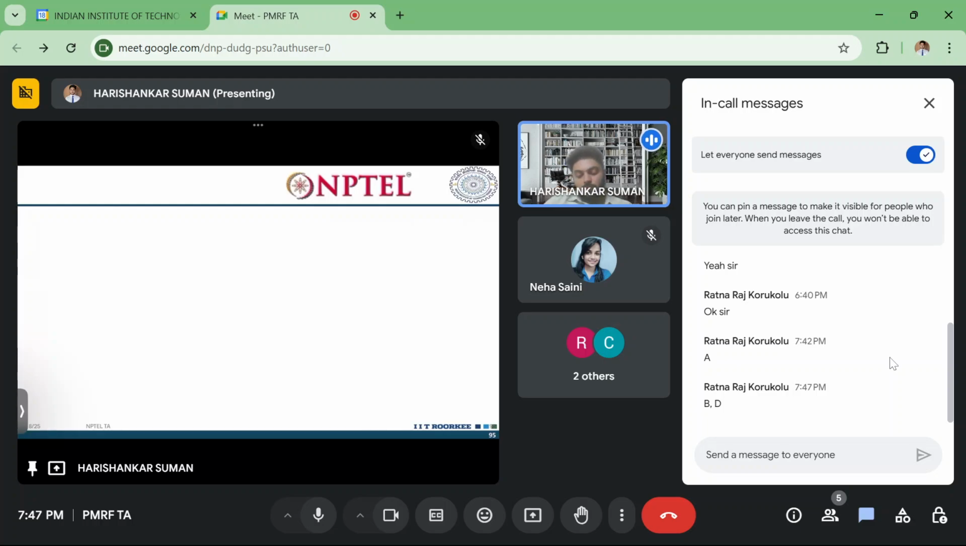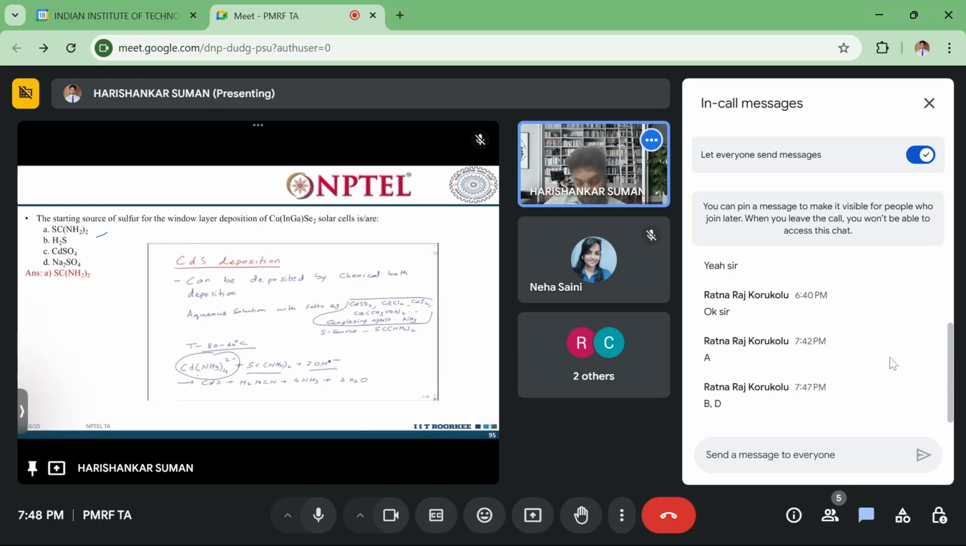The starting source of sulfur for the window layer deposition of copper, indium, gallium, selenide solar cell is. So this is the source. You can see sources SC(NH2)2, thiourea.